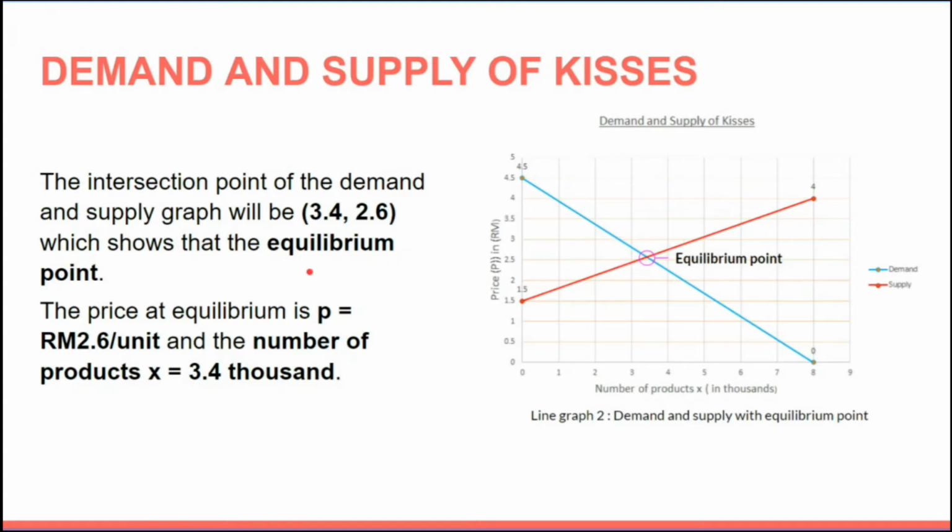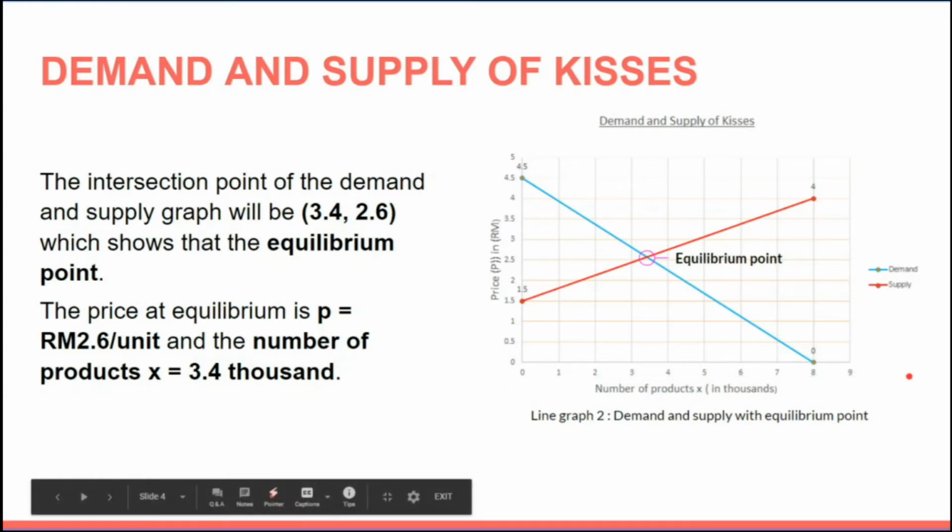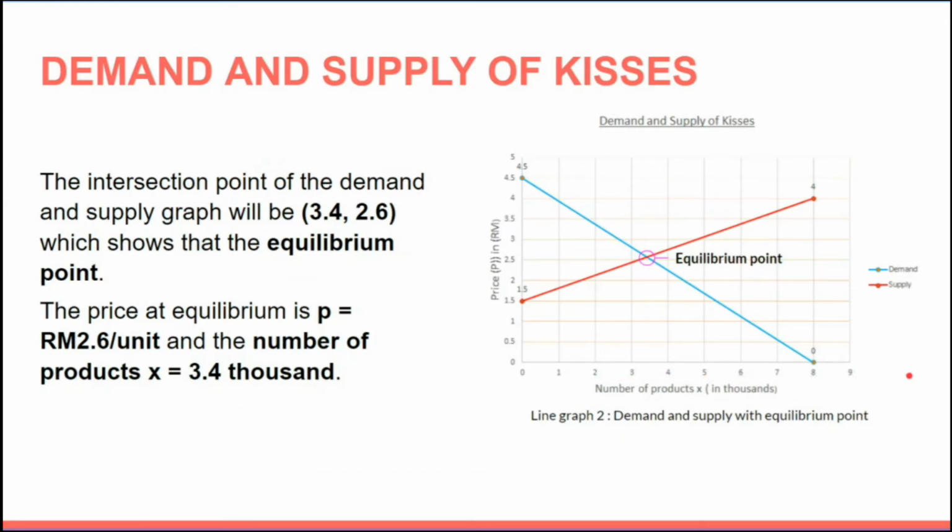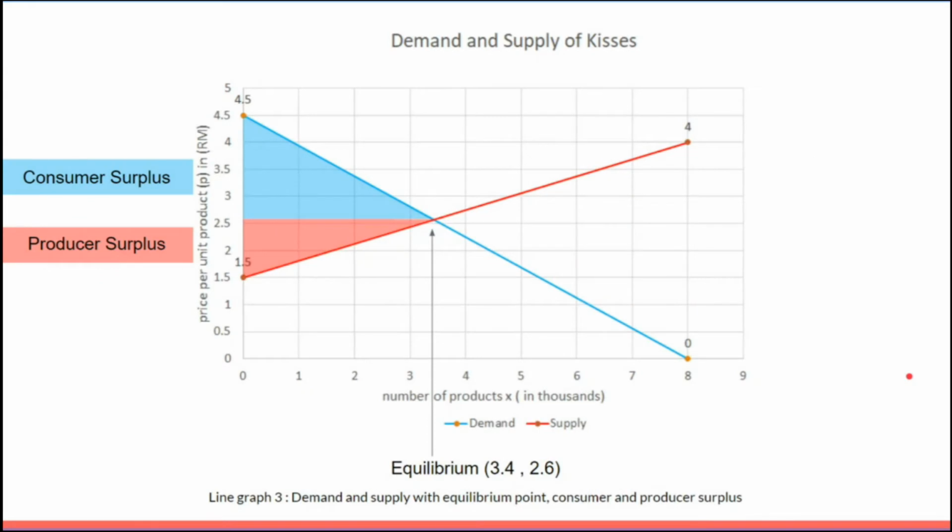The intersection point represents the market equilibrium point, which means that the equilibrium price occurs when the chocolate product is at 3.4 thousand units at RM 2.0 per unit. Next, we need to find out the consumer surplus and producer surplus for the chocolate product. Now, I would like to invite my team member, Chou, to explain more about it.